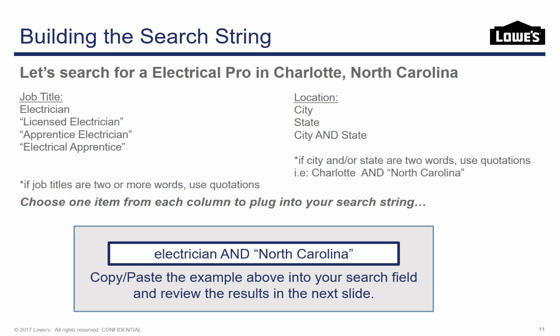Step 2, build your string. At the bottom, we've built a simple search string that'll include one job title and one phrase, North Carolina, to define our location. Let's take a look at the search results we find when we're using this search string in Indeed.com.